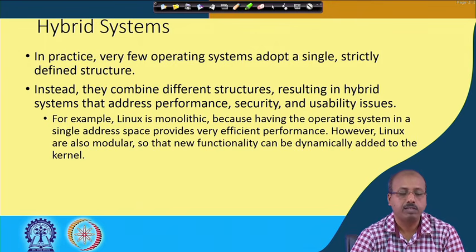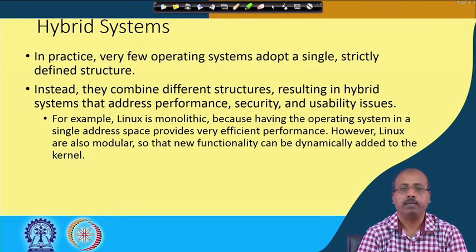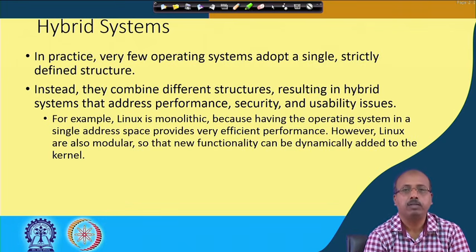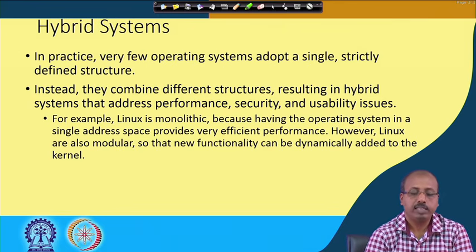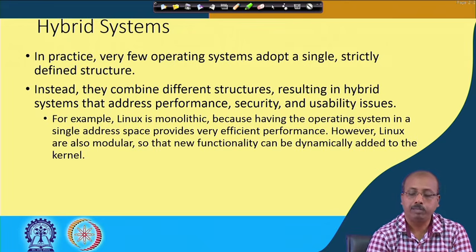There are hybrid systems. Very few operating systems adopt a single strictly defined structure, because after all an operating system is designed by human beings, and it is very difficult to follow a single design paradigm throughout the entire system. It varies from person to person, and depending upon the requirements of the operating system, many a time we have to make a choice between alternatives within the same implementation. So, instead of going for a single strictly defined structure, we can combine different structures resulting in hybrid systems, which will have an effect on performance, security and usability.